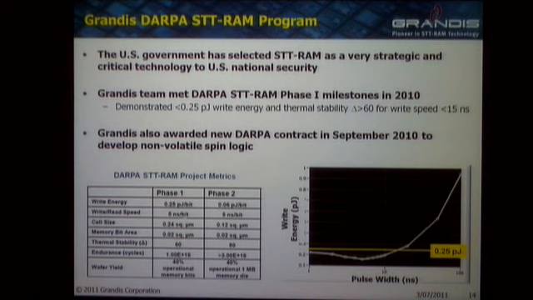And these are done at very fast read and write speeds, 5 nanoseconds per bit. You can see a graph here of the write energy against the pulse width, and you can see that from about 15 nanoseconds and below, the write energy is below this target threshold of 0.25 picojoules. In fact, the lowest is here at around 5 nanoseconds or thereabouts, about 0.16 picojoules.